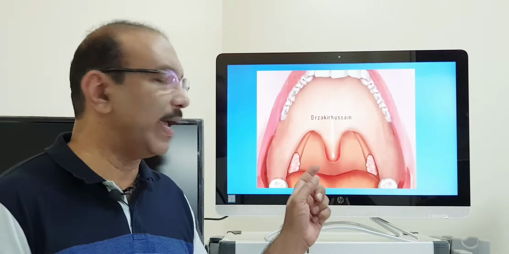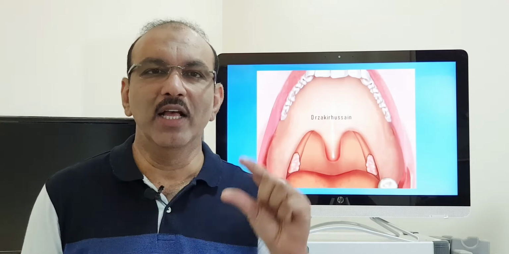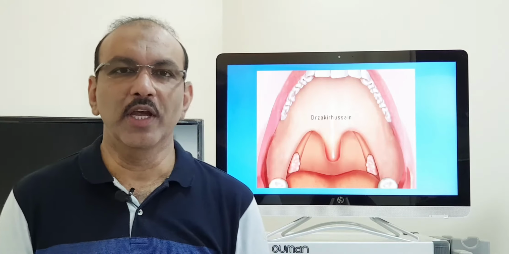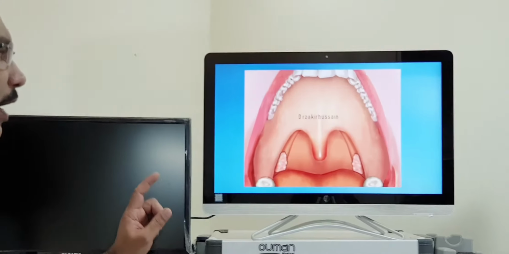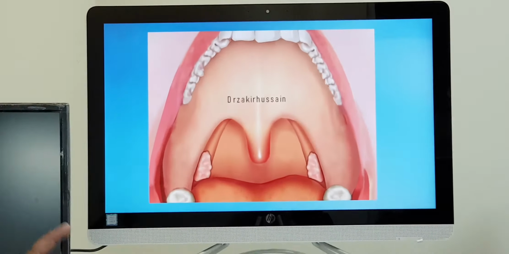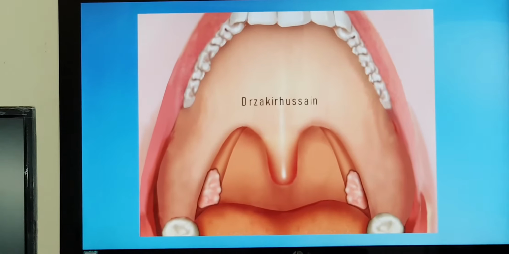Tonsils are paired structures seen in the oropharynx, one on either side. These are almond shaped small structures. It forms part of the immune system of the body. So, any bacteria or virus which tries to enter through the oral cavity, these tonsils will take care.